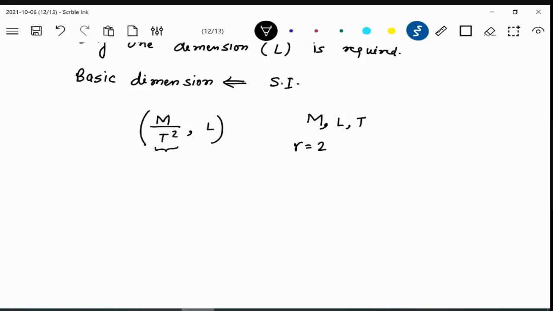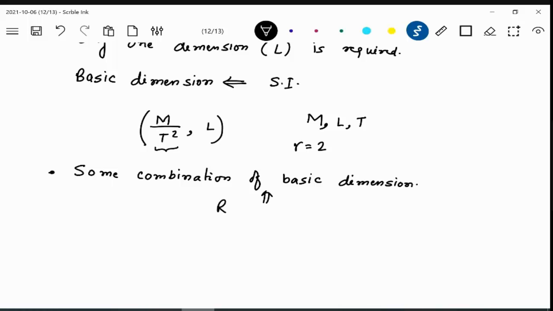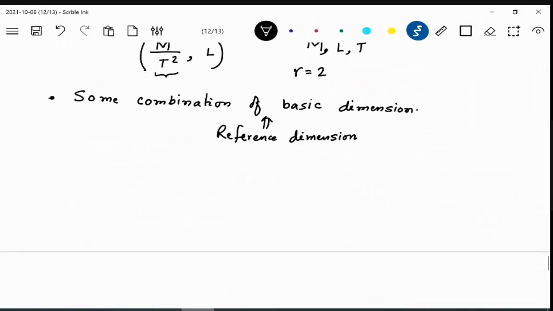So you can have some combination. It is also possible that the reference dimension can be some combination of basic dimensions. So this can also be your reference dimension. So the reference can be some combination of basic dimensions. So in that case, your basic dimensions can be more, but the reference dimensions can be less, because you are putting them into different combinations.